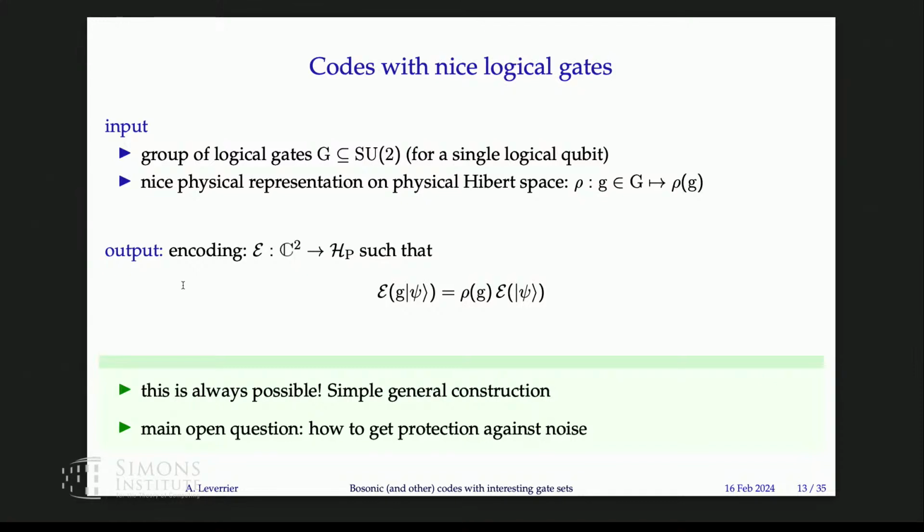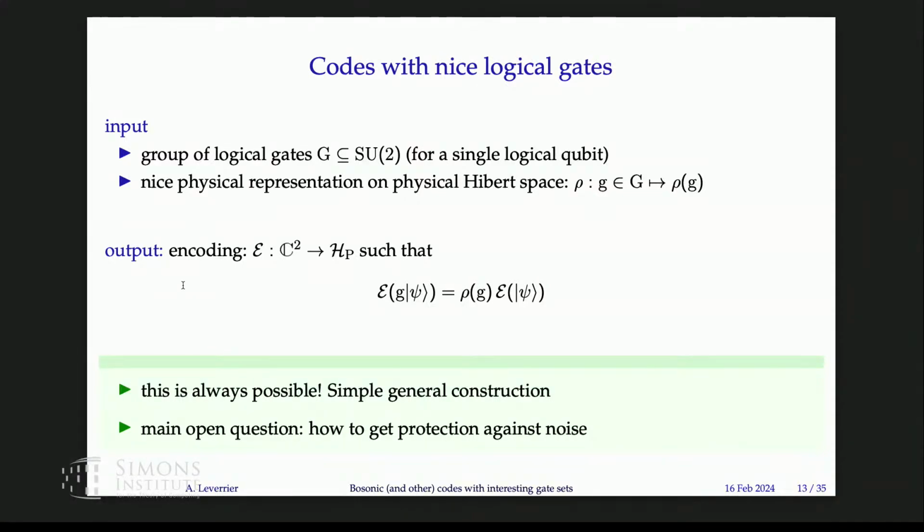So what you want is that E is the encoding, and if you encode g applied to psi, where g is an element of this group on C^2, on SU(2), this is the encoding of the logical state after you applied this logical operation. You want this to be the same thing as applying rho of g on the encoded state of psi. Okay, so this is what you ask. You ask this for all elements g of the group. So that's the game. That's what you want to do.